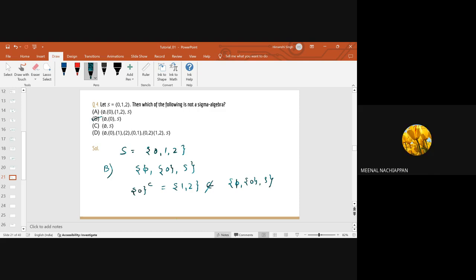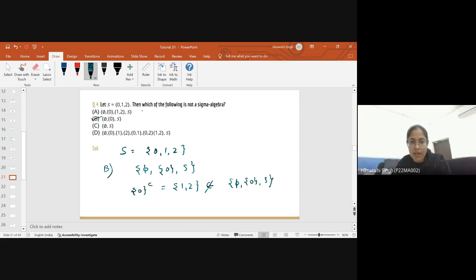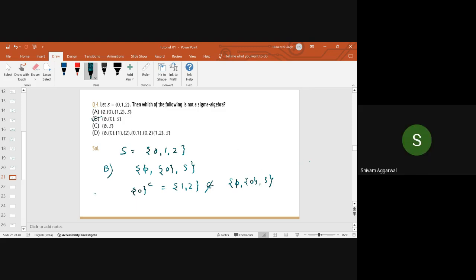Yes, ma'am. So all the others, options A, C, and D, are sigma algebras. Ma'am, can you explain the C option once?